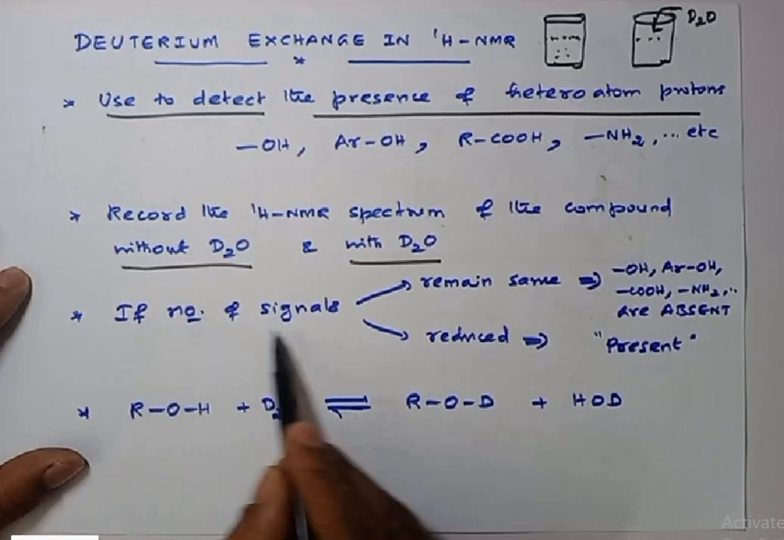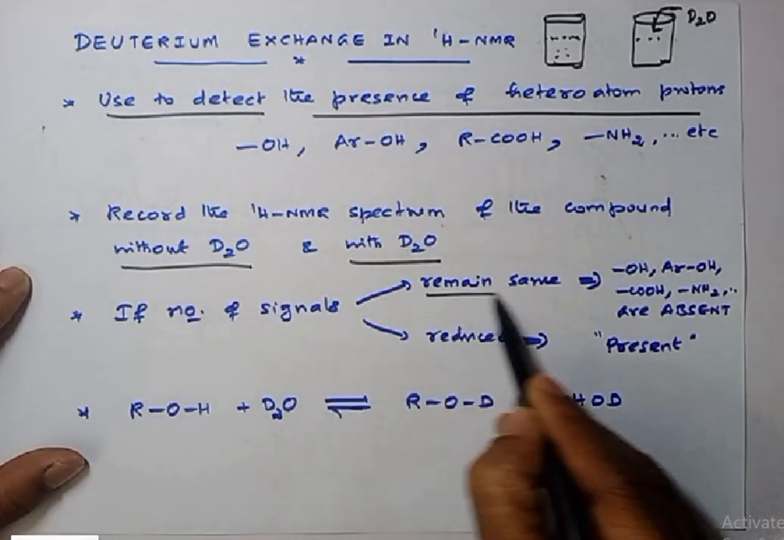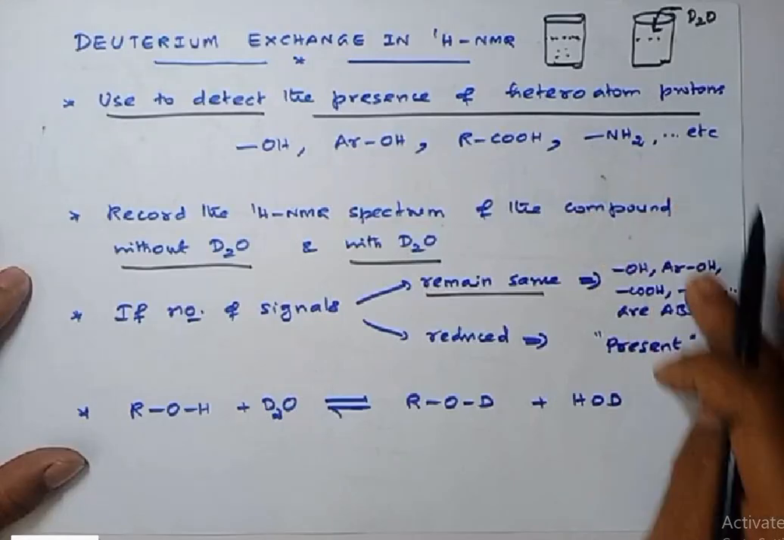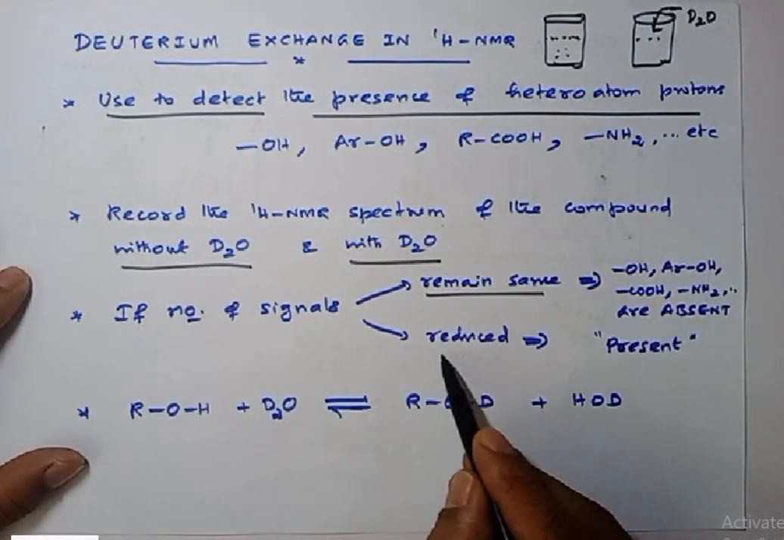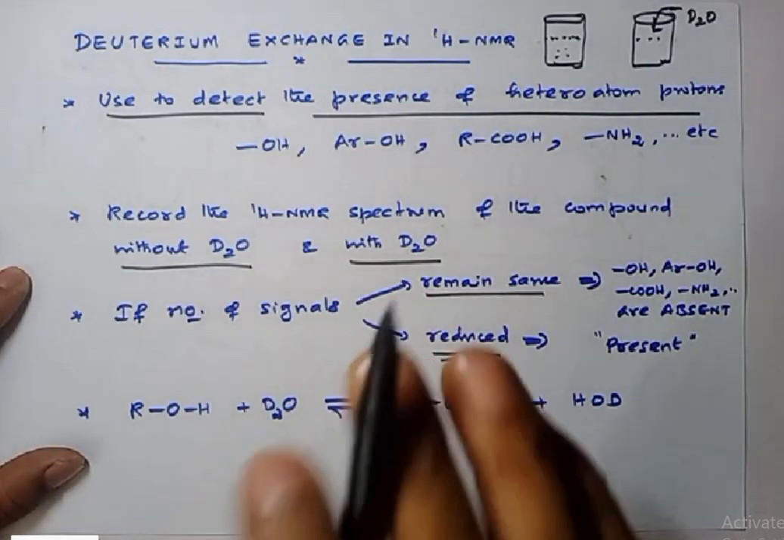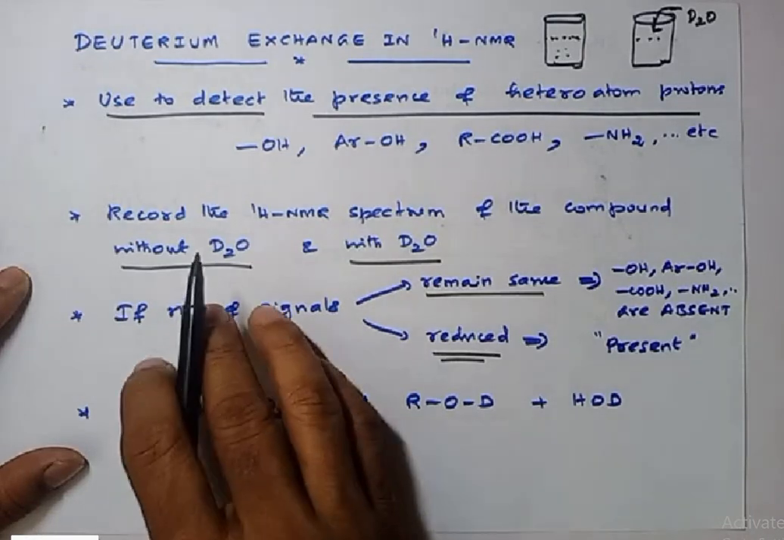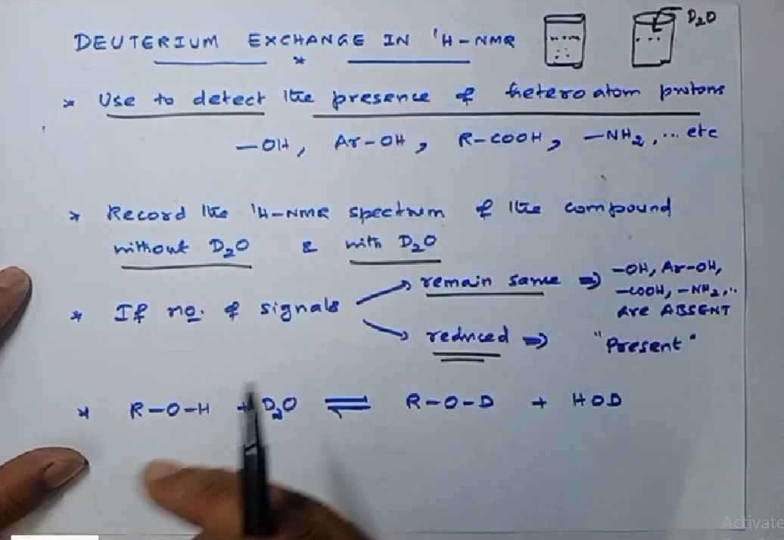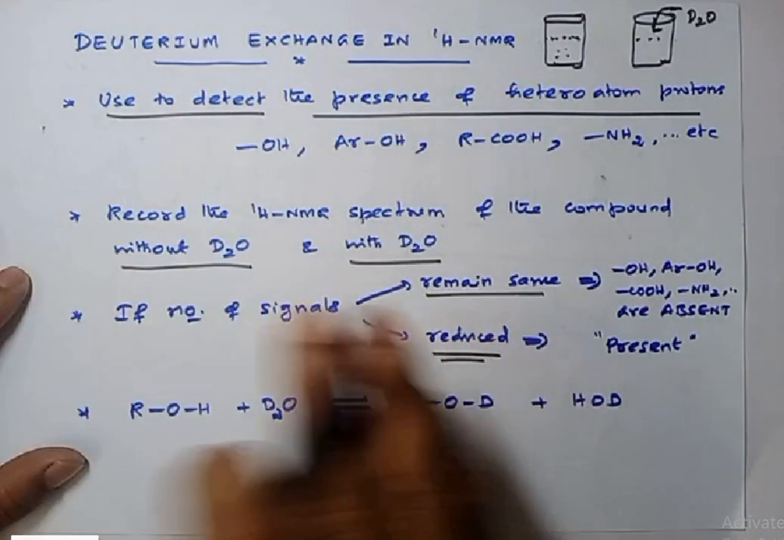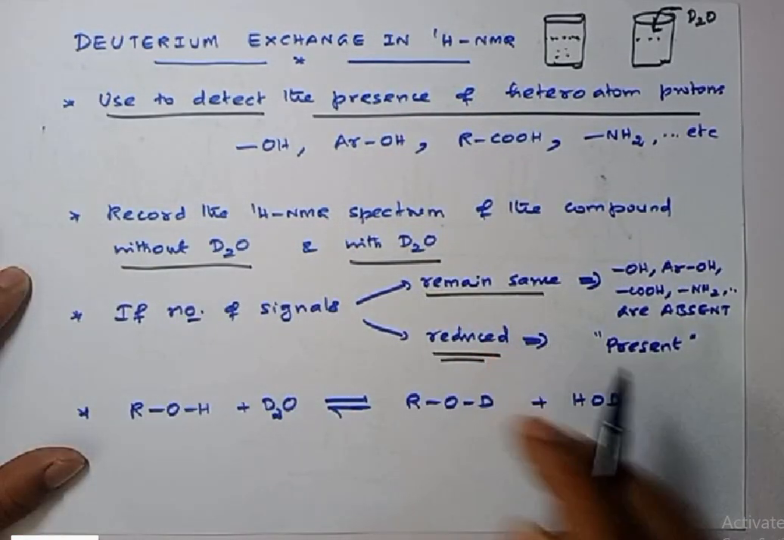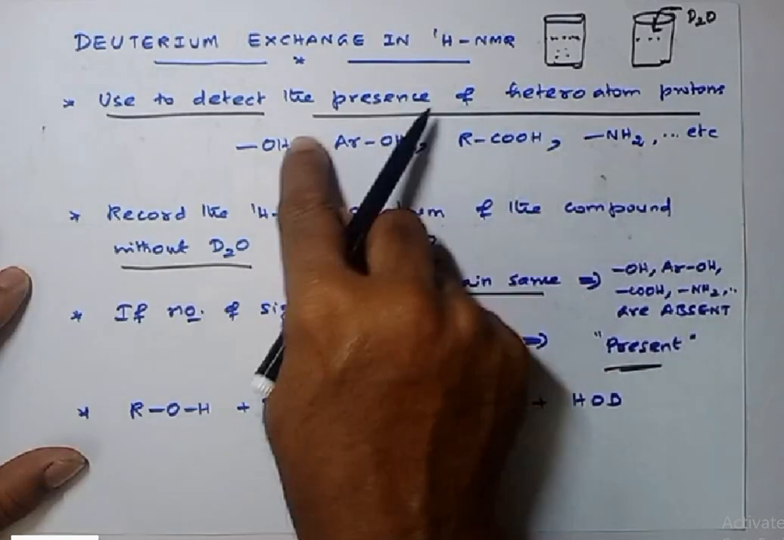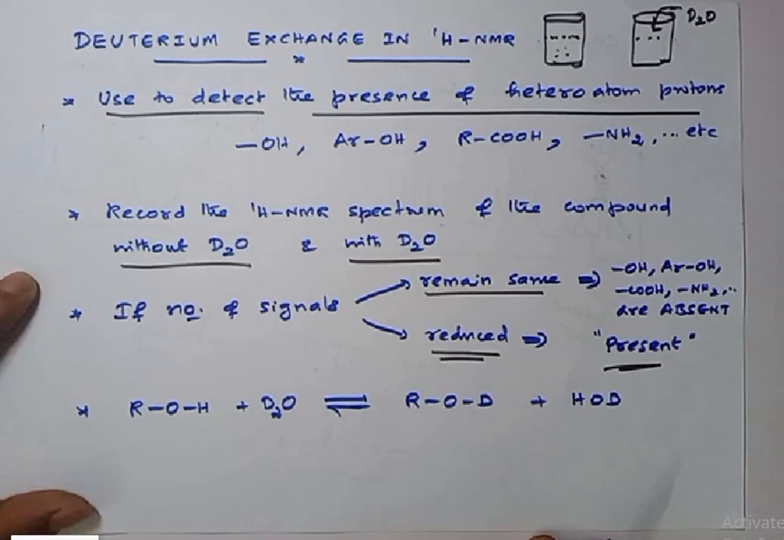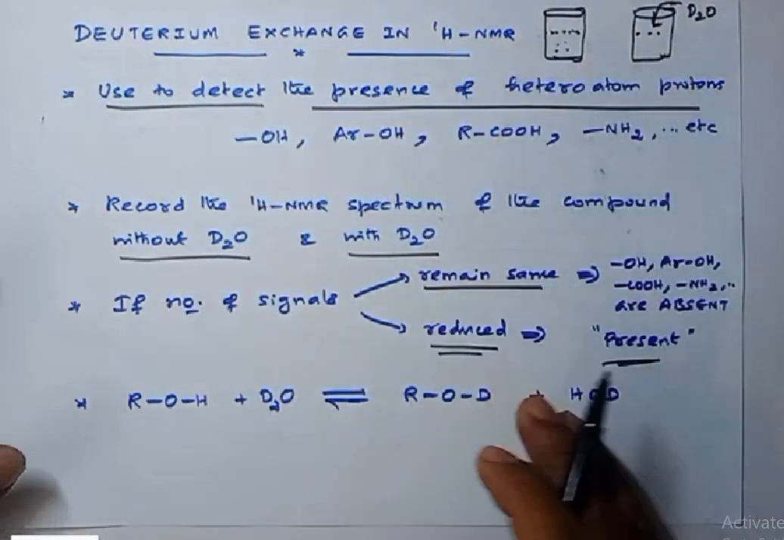If the number of signals remains the same, then these groups are absent. If the number of signals decreased, suppose without D2O I have 5 signals and with D2O I have only 3 signals, the number of signals is reduced. Then it indicates that any one of these groups may be present. Now listen, what is actually happening?